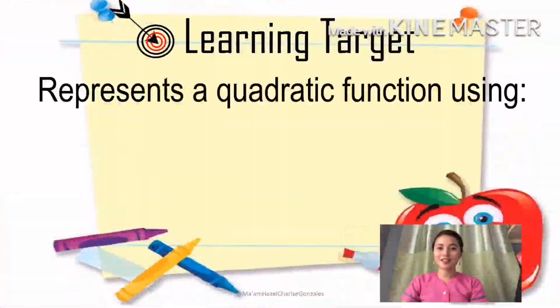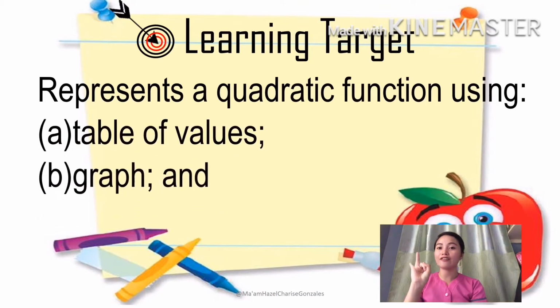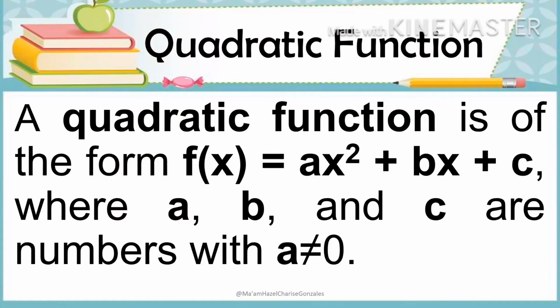Our learning target is to represent a quadratic function using table of values, graph, and equation. Let us define first quadratic function. A quadratic function is of the form f of x is equal to ax squared plus bx plus c, where a, b, and c are numbers with a is not equal to 0.